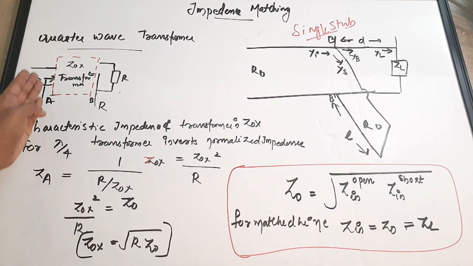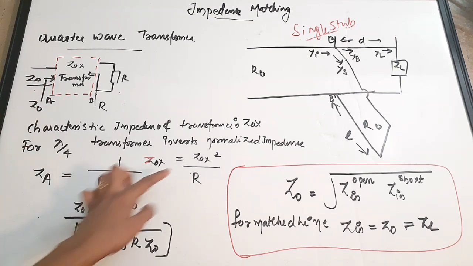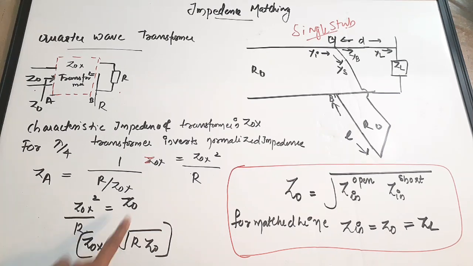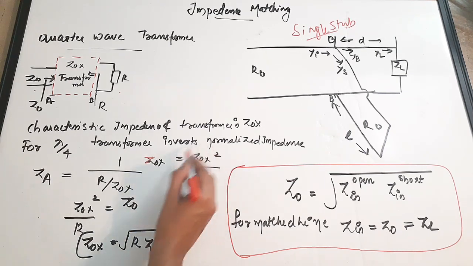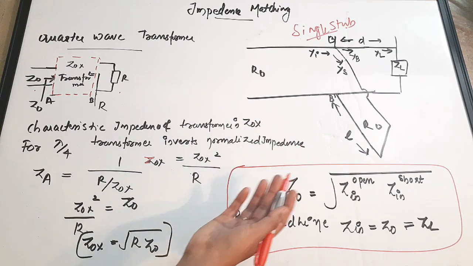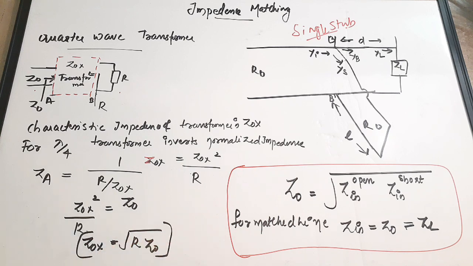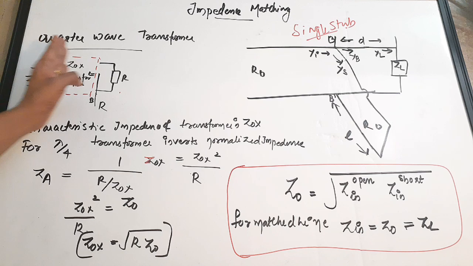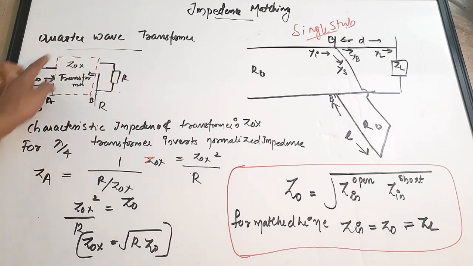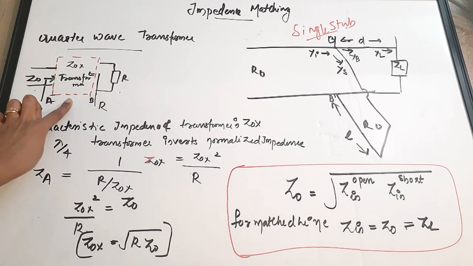That is, the impedance seen from this direction should be equal to the rest of the impedance, which is Z0. So you have to equate this with Z0. That is, you have to match this much of impedance with the characteristic impedance. Only then the impedance matching will take place. The impedance till this point should be equal to the remaining point. That is the function of this impedance matching.